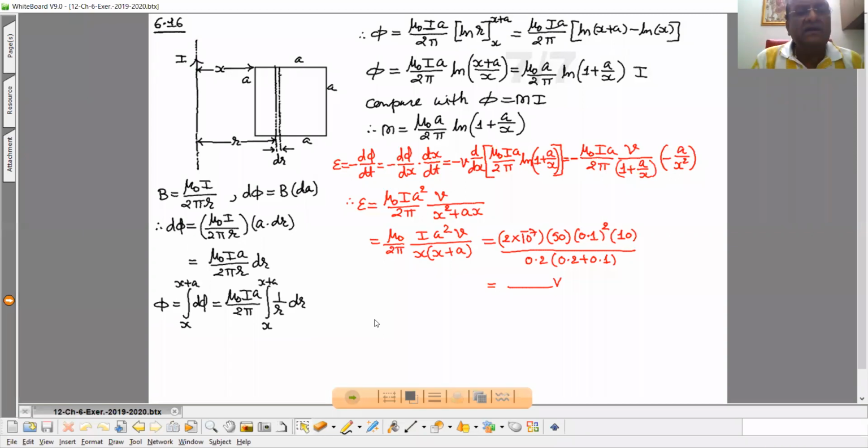Okay. Now see. First of all, we have to calculate the mutual inductance of a system of this long wire and this square loop. Okay. Now, as per definition, the mutual inductance, that is the flux associated with the loop per unit current passed through the another coil.